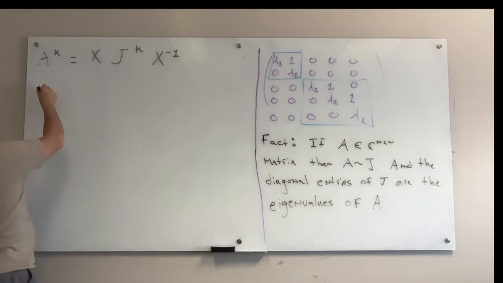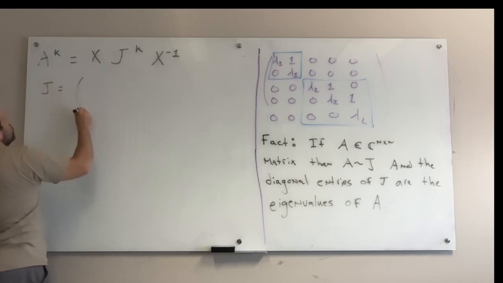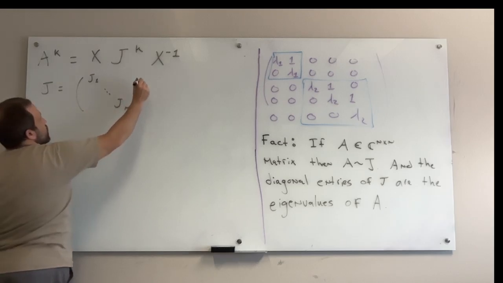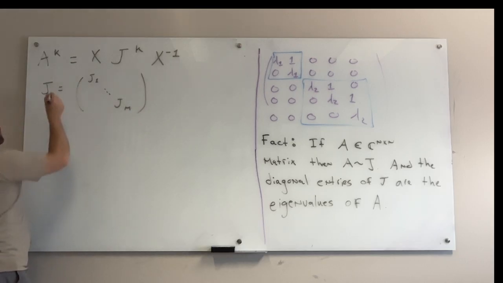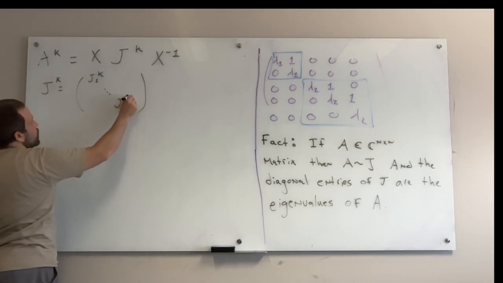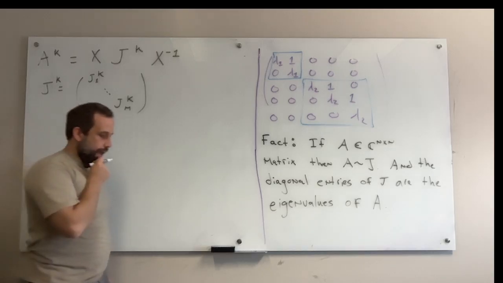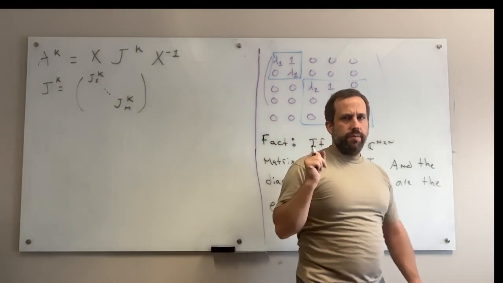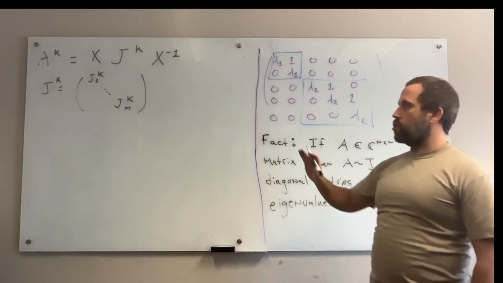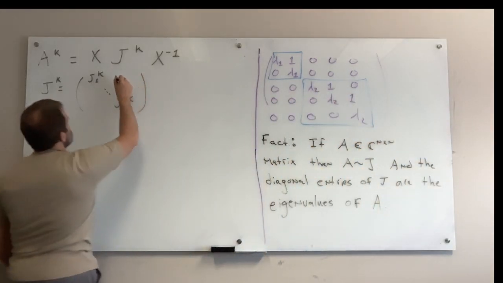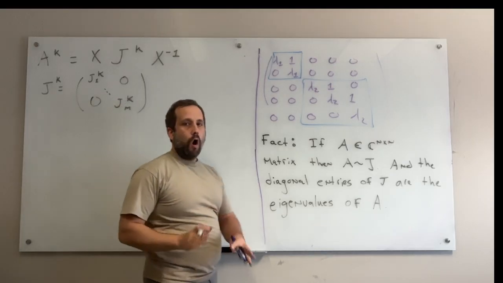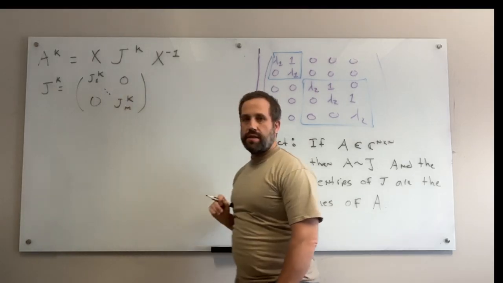Well, what we do, if we have a matrix J, which is made up of all of these blocks, J1 through Jm, if I raise this to the power of k, all this is doing is raising each of the blocks to the power of k. Okay, so it's very similar to how the diagonal works. So convince yourself that this is true. If you have a Jordan canonical form, again, there's all zeros here. If you have a Jordan matrix and you raise it to the power of k, all that is doing is raising the Jordan blocks to the power of k.